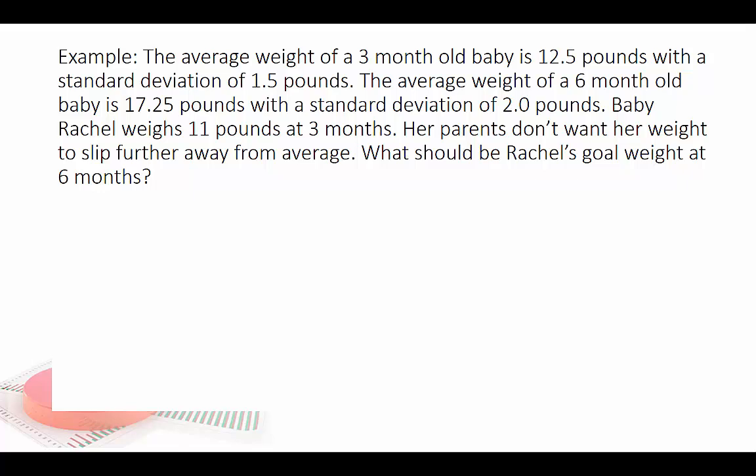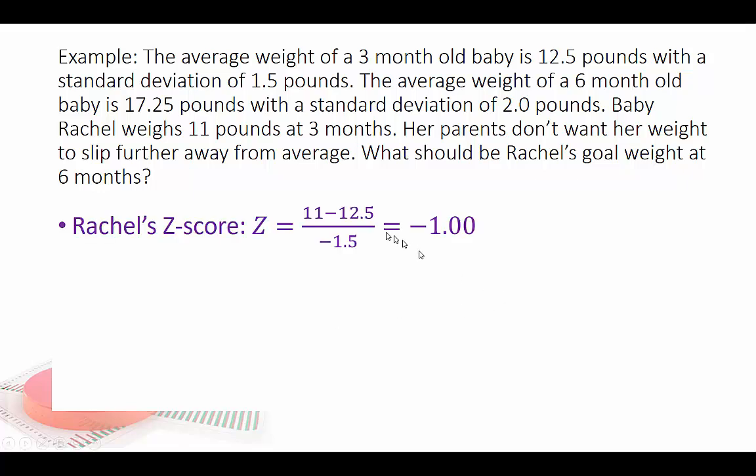Baby Rachel weighs 11 pounds at 3 months. Her parents don't want her weight to slip further away from average. What should Rachel's goal weight be at 6 months? So first of all, let's figure out her z-score. Her current weight is 11 pounds, and the average at 3 months is 12.5, and the standard deviation is 1.5.